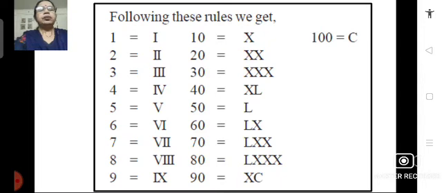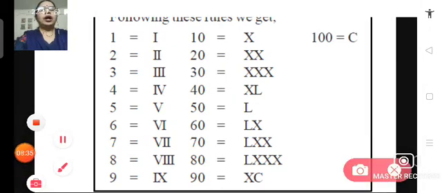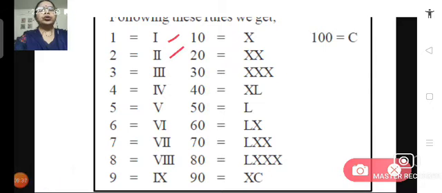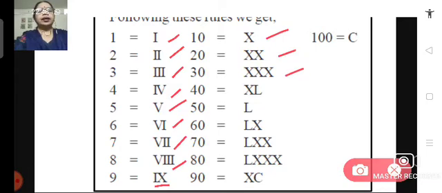Following these rules, we can write the Roman numerals like this. It is given in the table. We know how to write 1, 2, 3. 4 is IV, 5 is V, 6 is VI, 7 is VII, 8 is V and 3 times I, 9 is I coming to the left of X. X is 10, 2 times X is 20, 3 times X is 30. XL, that means 50 minus 10, is 40.